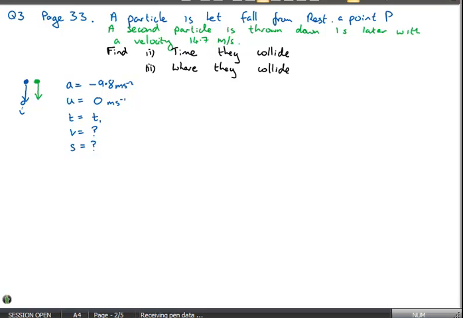So in the green pen then, the data we know for the second particle: A is minus 9.8 meters per second squared. The velocity it's thrown with is 14.7, and it's thrown down, so it's minus 14.7 meters per second. Now in this case, our time, we'll call it T2, the second time. So this is the time of when the second particle was released. And we'll come back to that in 2 seconds.